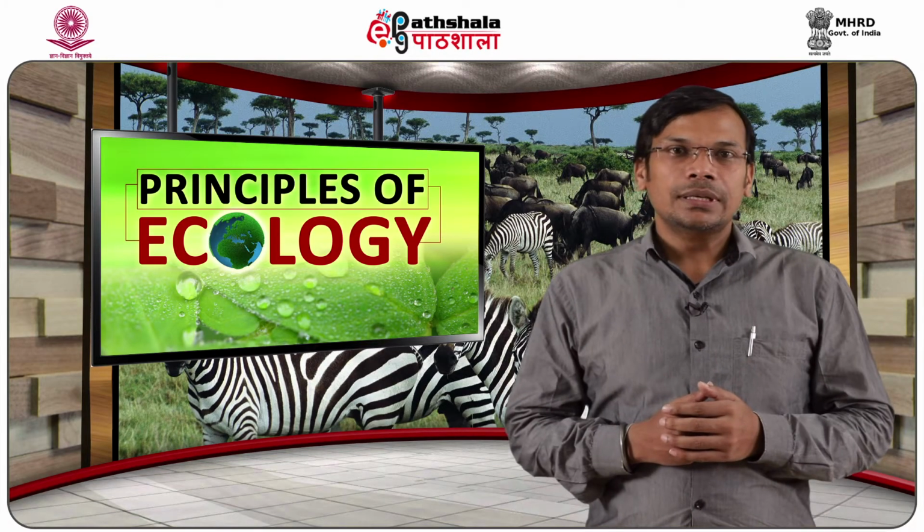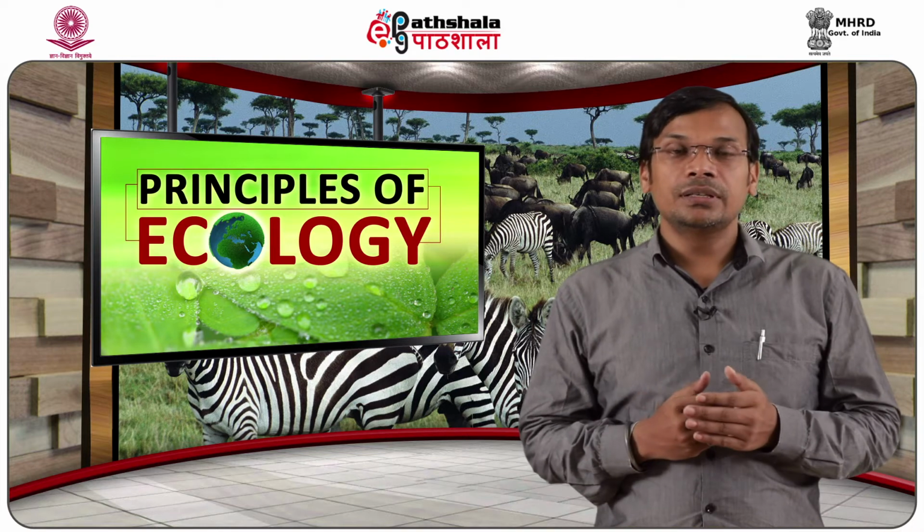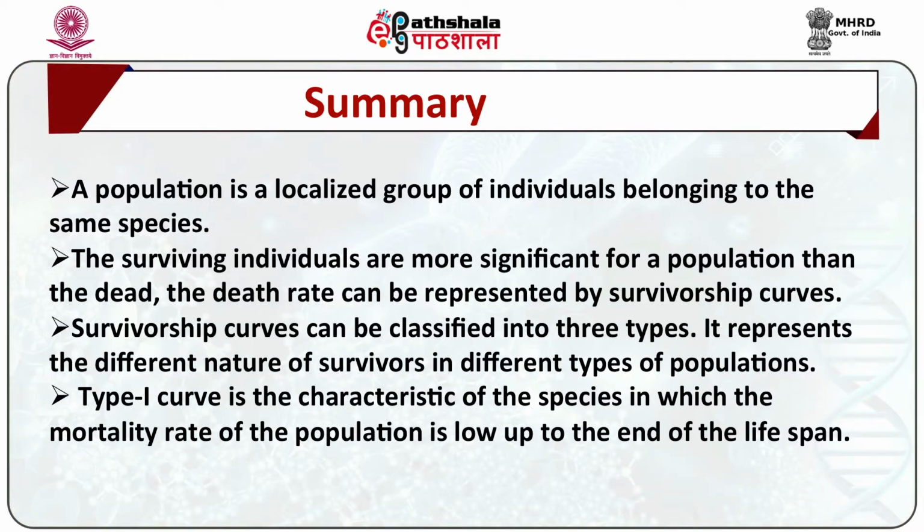Now, students, let us summarize what we have studied in this module. A population is a localized group of individuals belonging to the same species. The surviving individuals are more significant for a population than the dead. The death rate can be represented by a survivorship curve. Survivorship curves can be classified into 3 types. They represent different nature of survivors in different types of populations.